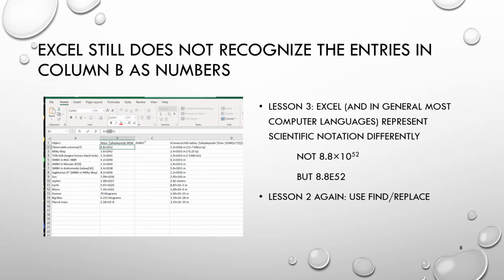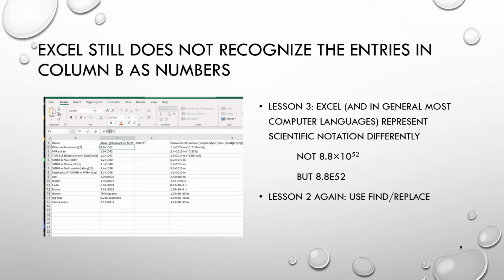So now we look at the result and we see that column B is still left justified. Excel does not recognize those as numbers still. So lesson 3 to learn here is that Excel, and in general most computer languages, represent scientific notation differently. You would not say 8.8 times 10 raised to the 52 as shown in cell B2, but the proper scientific notation as far as Excel is concerned is 8.8E52. So instead of saying times 10, it replaces that with an E.